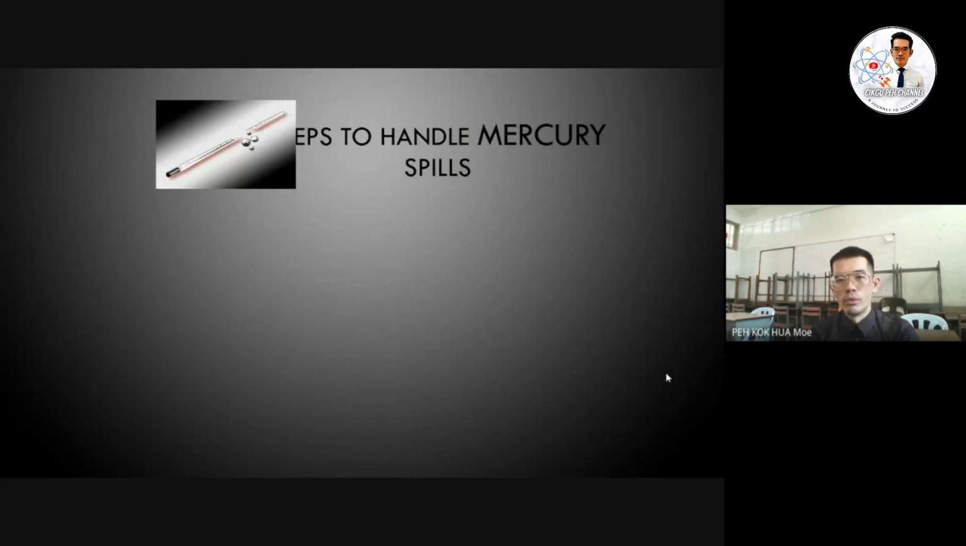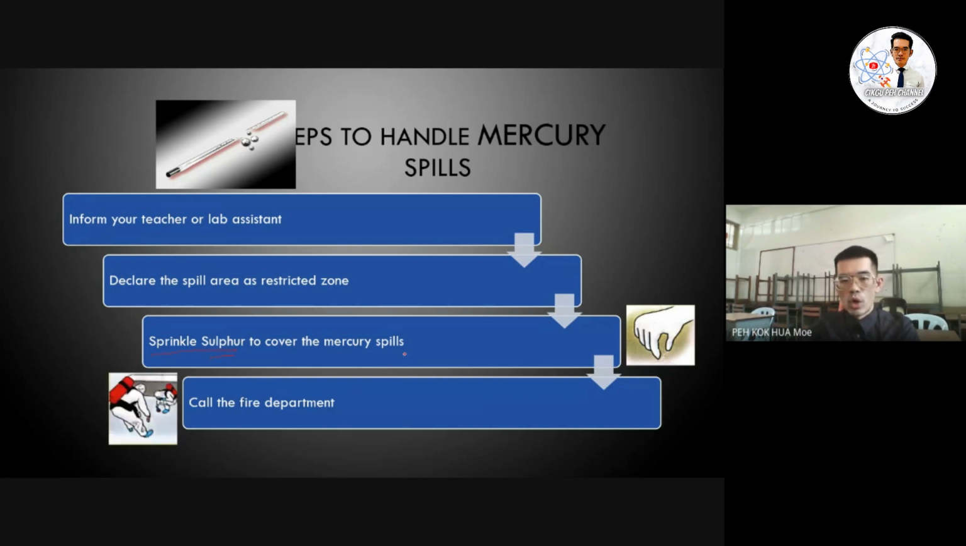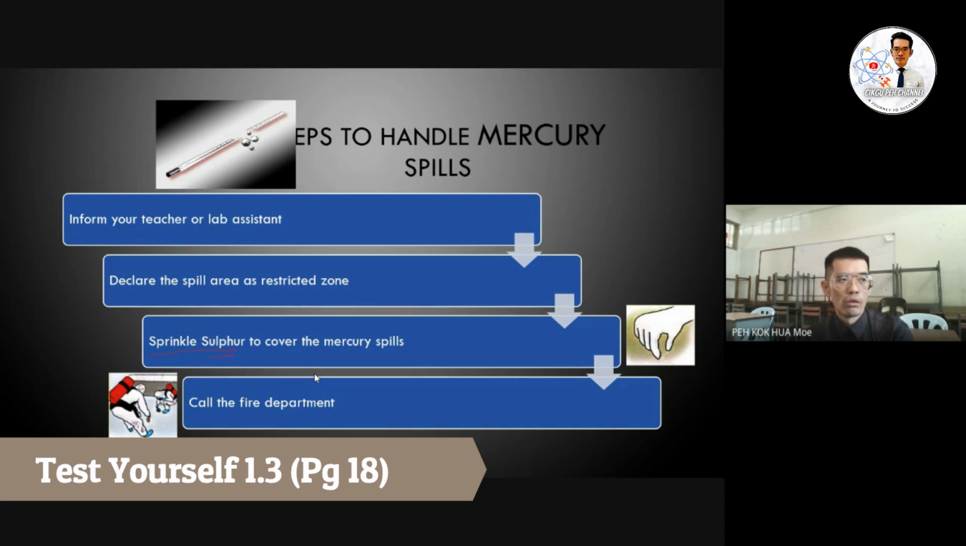So what is the step to handle a mercury spill? First, you have to inform the teacher. Second, declare the spill area, the same as a chemical spill. Third, sprinkle sulfur to cover the mercury spill. If the mercury spill is serious, you have to call the fire department. So you need to handle a mercury spill more carefully.